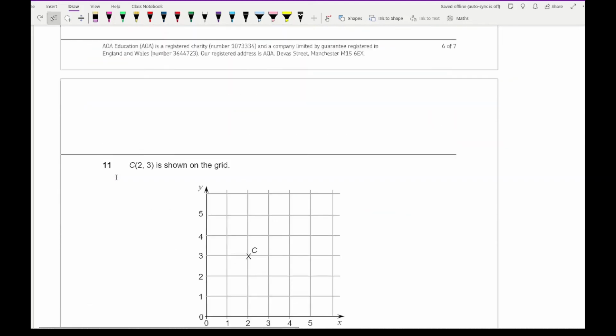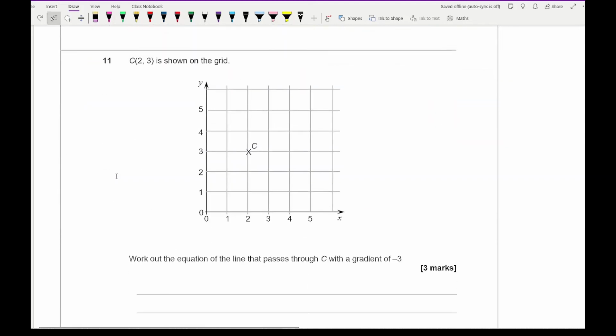Now moving on to our last question, it says that C is at the coordinate of 2, 3 is shown on the grid. Work out the equation of a line that passes through C with a gradient of minus 3. So for this, there's a couple of ways in which we can do this. Well, we know that m equals minus 3. And what we need to do is work out the y-intercept. Now C has got the coordinate of 2, 3.